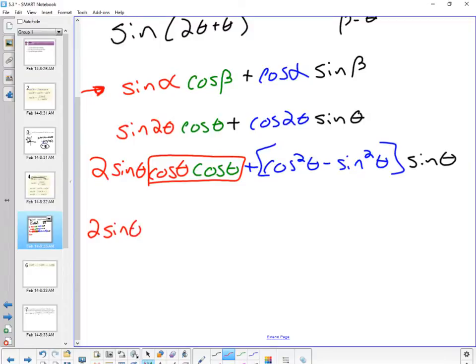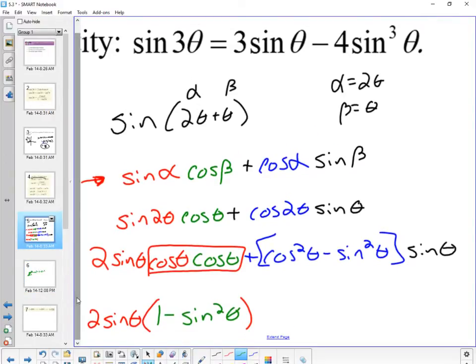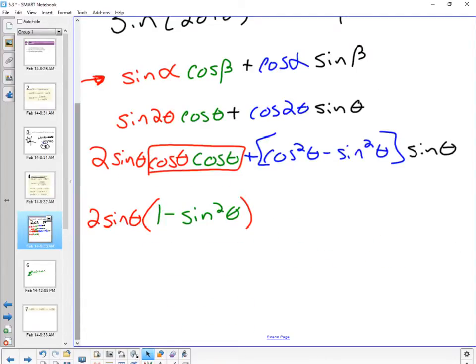So here's what I'm going to do with that. 2 sine theta is now going to get multiplied by 1 minus sine squared theta. Do you guys see that from the Pythagorean theorem? Sine squared plus cosine squared equals 1, right? So if I subtract sine squared from both sides, cosine squared is equal to 1 minus sine squared, which is what I substituted right there.